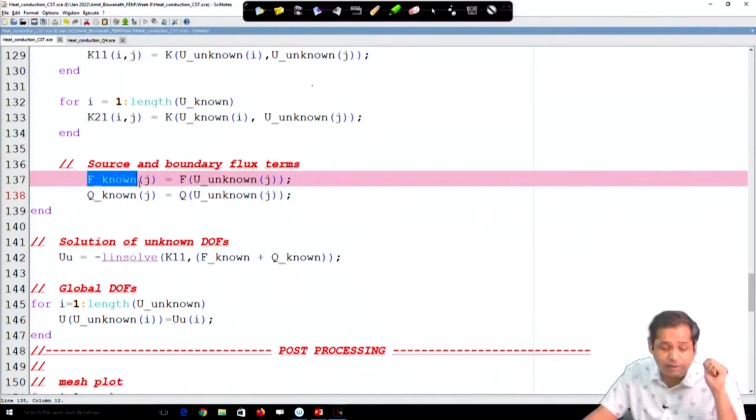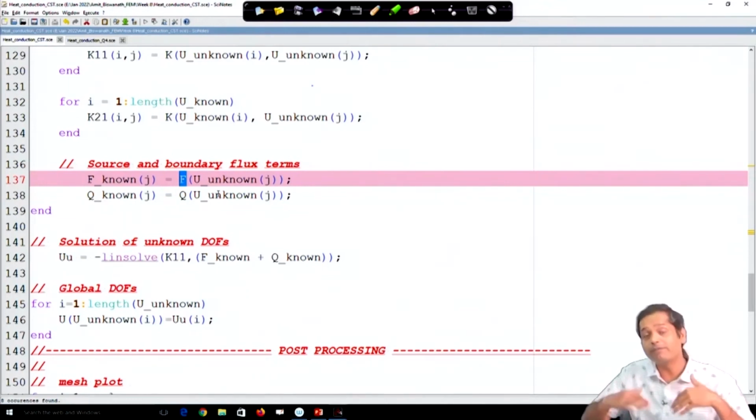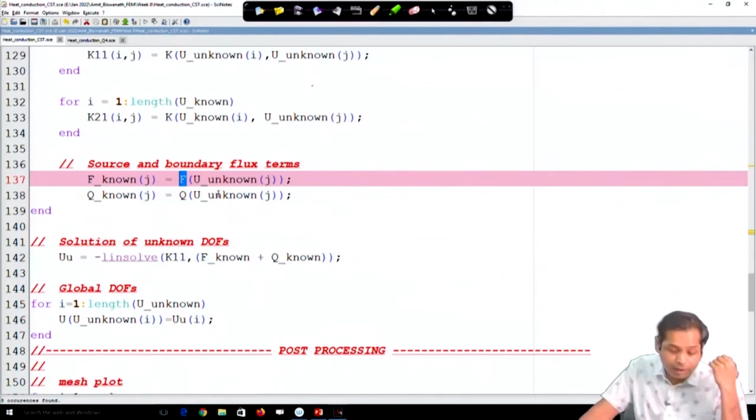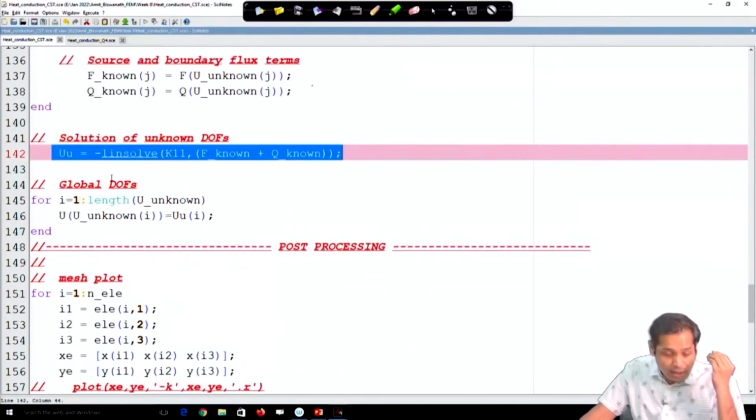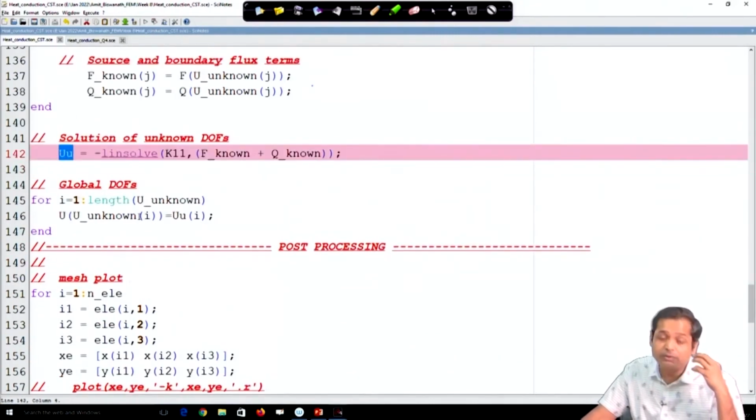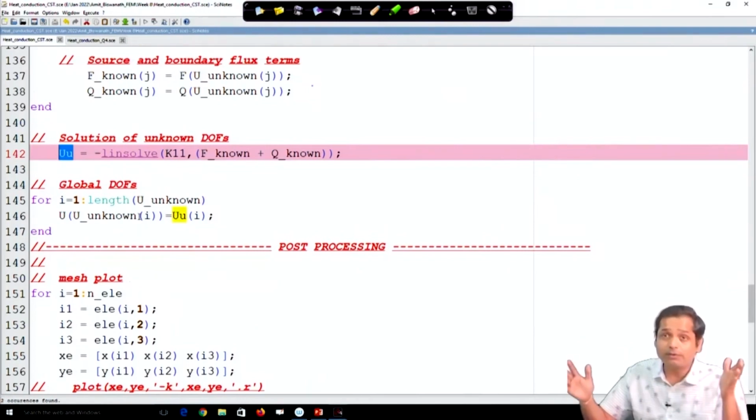So if known will give you this, or the set of nodes where we have to determine the primary variable. So once this is done, then next we need to solve the condensed equations, and this is the solution of that. And U unknown is the set of unknown degrees of freedom.